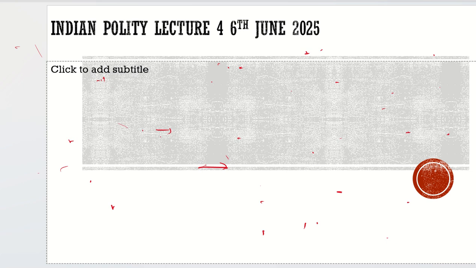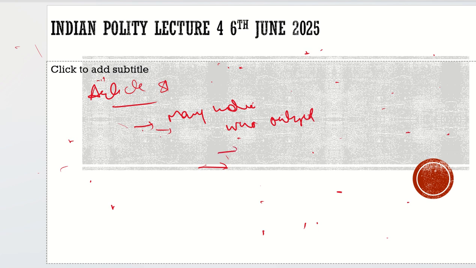And let's see what Article 8 says. Article 8, those residing outside India. For example, during the commencement of the Constitution, there were many Indians who were residing outside India. So what do they have to do? They have to just register in any embassy of India. You will get the Indian citizenship. This is what Article 8 says.